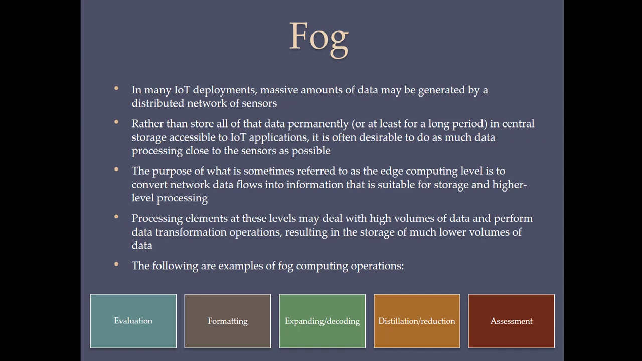So in this case, we will have one or two servers at Iowa State University, which is near to the IoT devices, right? These two or three servers, we will name them as fog, because we bring part of the cloud near to the IoT device or near to the edge. This is why sometimes they call it edge computing, because you are bringing the computing near to the edge. And in fog, you are doing a lot of things like evaluation, formatting, decoding, reduction.